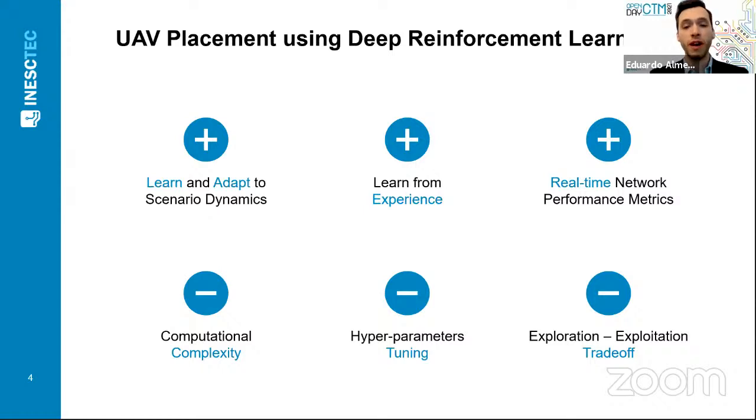The disadvantages are pretty much the same as the deep learning disadvantages. So these require high computational resources, and we need to tune the hyperparameters of the neural networks. And in the case of reinforcement learning, we need to balance the trade-off between exploring new actions that may lead to better rewards and exploiting those same actions in order to achieve the objective that we want to solve.